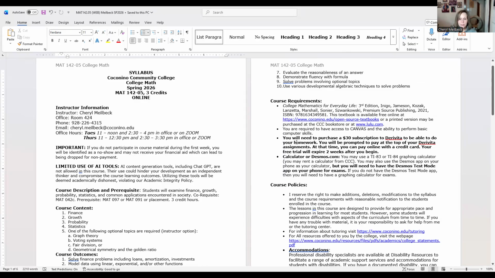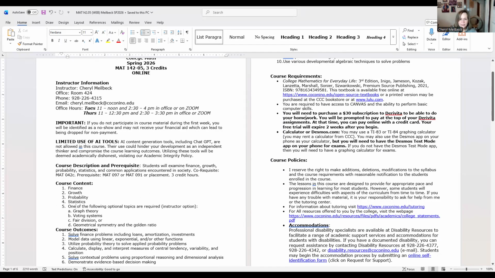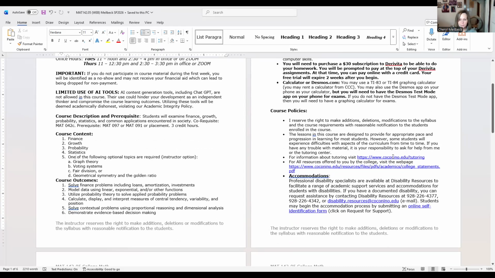You will need to get a Derivata subscription. It's a $30 subscription, and you'll be prompted to pay for that at the beginning of every homework assignment. We'll look at that as well. You will need a calculator or to use the Desmos app. And I can show you how to do that. If you have questions, please email me.